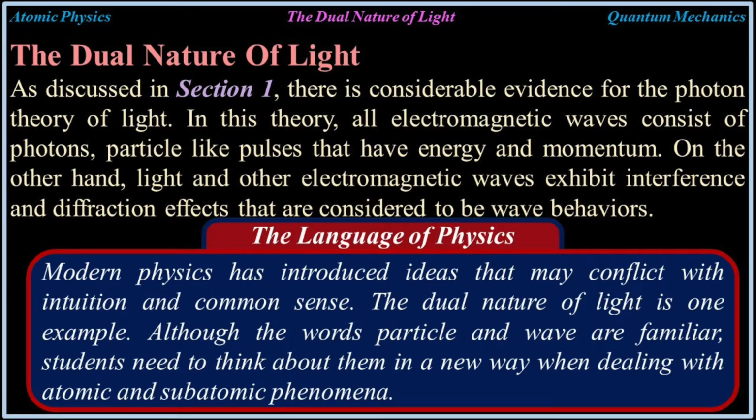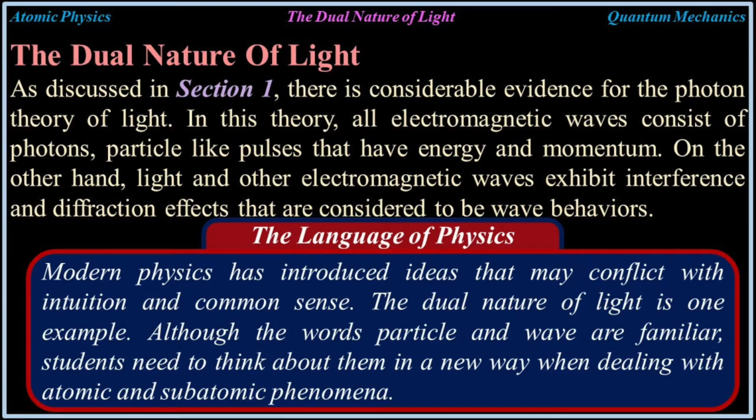The dual nature of light, as discussed in section 1. There is considerable evidence for the photon theory of light. In this theory, all electromagnetic waves consist of photons, particle-like pulses that have energy and momentum. On the other hand, light and other electromagnetic waves exhibit interference and diffraction effects that are considered to be wave behaviors.